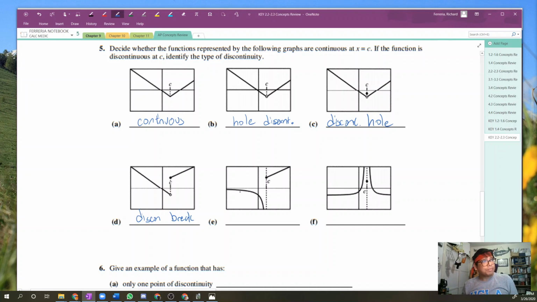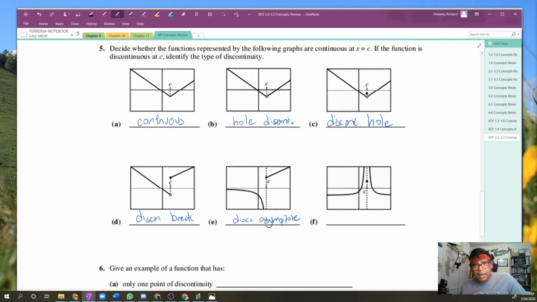Letter E, not continuous. Clearly you'd have to pick up your pencil to get from the right side of the left half to the left side of the right half. And this is asymptotic. As we approach C from the left side, the function goes to negative infinity. So this is discontinuous as well. This is an asymptote, or at least it's an asymptote on one side.